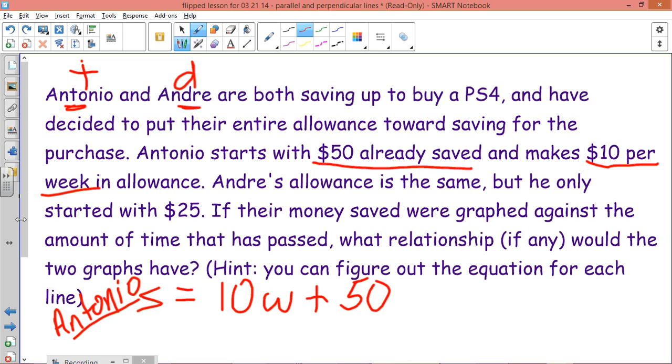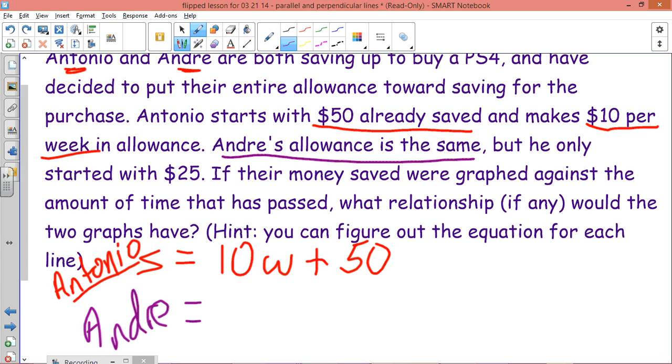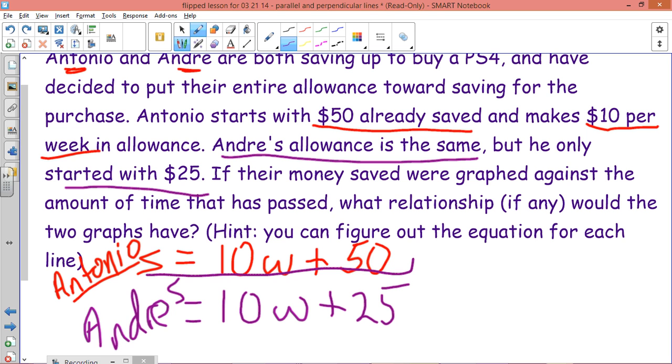For Andre, I have a different equation, which we will read now. Andre's allowance is the same. So if he is making the same allowance, that means he's making the same amount per week. I know that he's also going to have 10W, but he only started with 25, so his equation is plus 25. If their money saved S equals 10W plus 50, and S equals 10W plus 25.